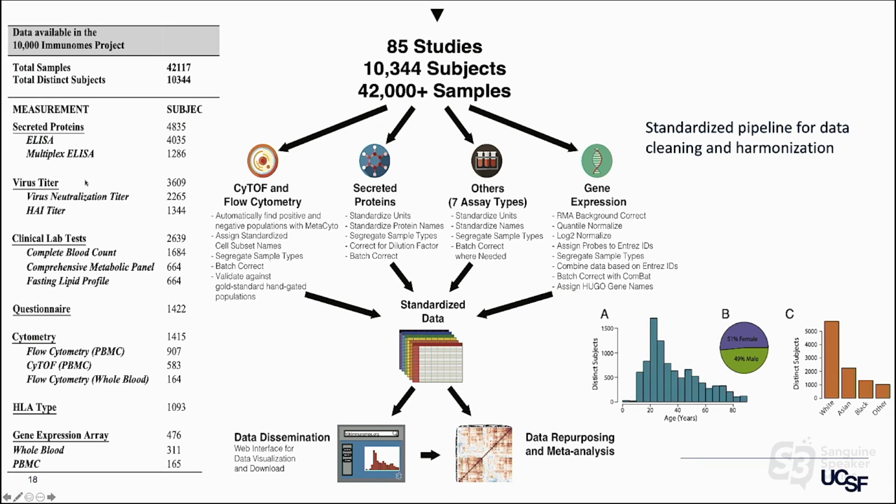The table on the left shows the number of samples and the number of subjects. We had 10,000 plus subjects, and the types of measurements and the types of data, right? These are the ones where you can look at ELISA, virus titers, clinical lab tests. We also collected lab tests. So we had CBC counts, metabolic panels, lipid profile, cytometry, and so on.